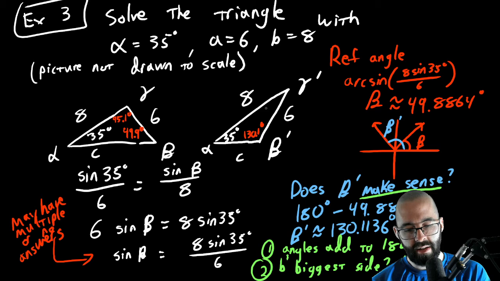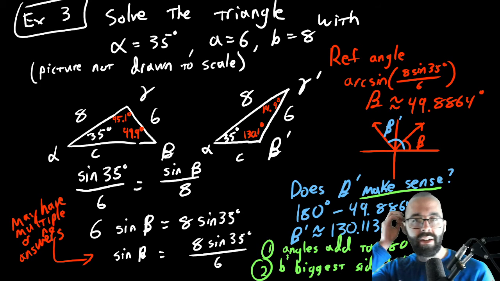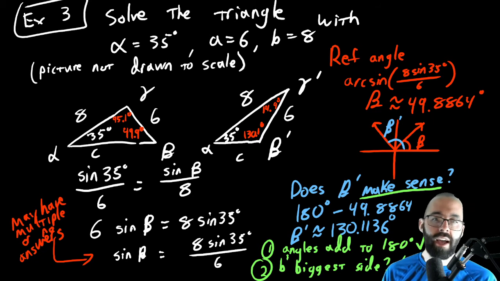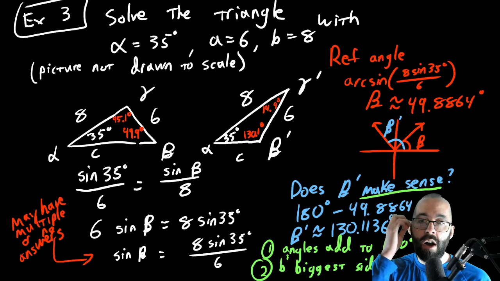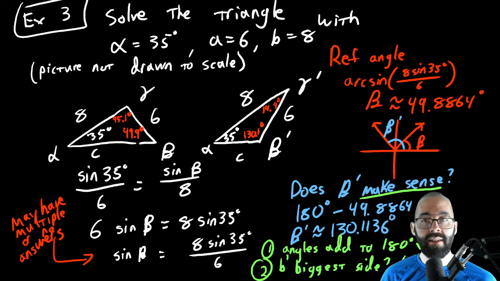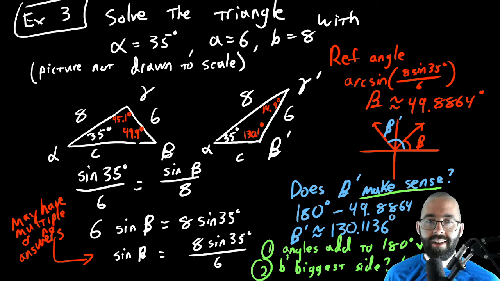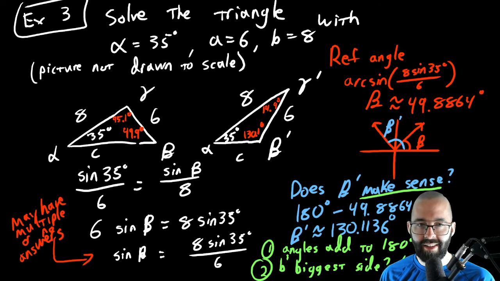And you can see that in the picture I drew. 14.9 degrees. Oh man, I can't draw that small. Should have made my triangles bigger. 14.9 degrees. So both of these triangles add up to 180 degrees. All that's left is solving for C. Whew. All right, let's solve for C.